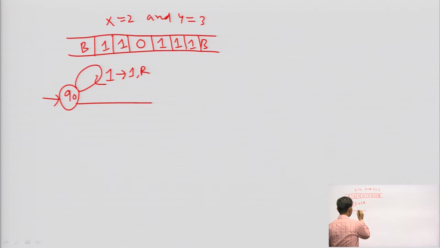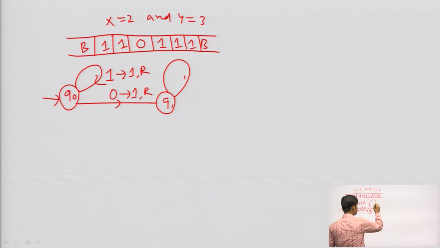Next, you have to check it. If 0 is coming, 0 will be replaced by 1 and move forward right. So, now 0 is replaced by 1 and right. So, now you are in Q1, clear? Now, Q1, what you have to do? In Q1, we have to read all 1, then 1 right. So, for all y, you read all 1s.